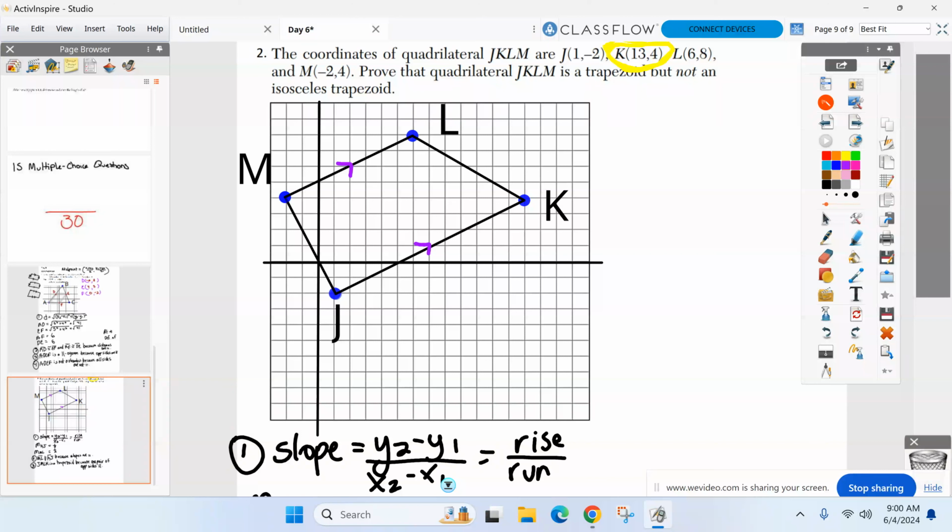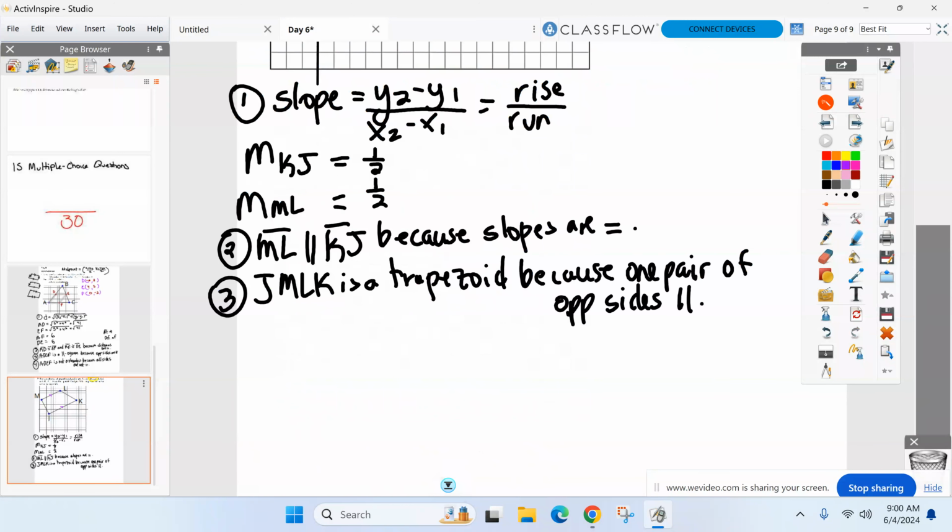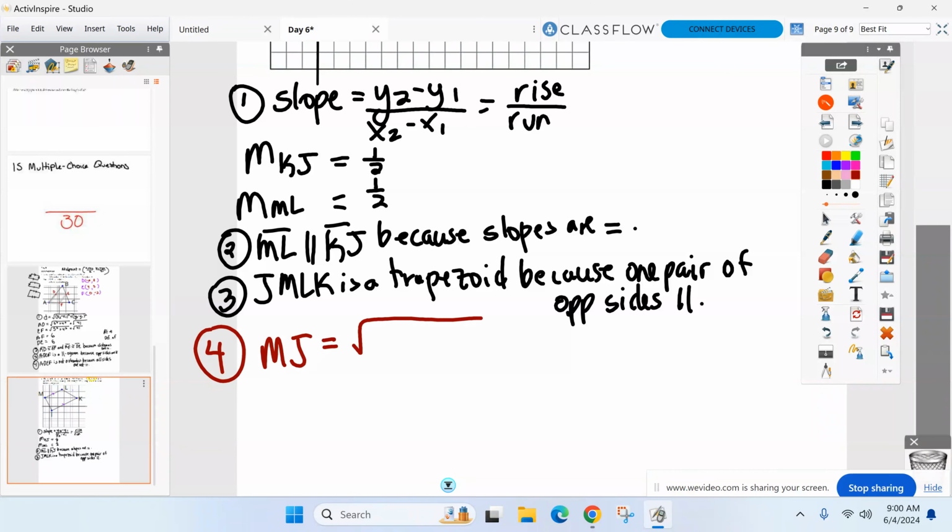Those are called the legs. All right, the bases are parallel. These are the legs. So if we're going to show it's not an isosceles trapezoid, show MJ and KL are not congruent. What formula do I need? Okay, let's go. Show the distance of those legs are not the same. So I'm going to show MJ. You do the distance for that one and the distance for LK. We hope they're correct, but they're different.